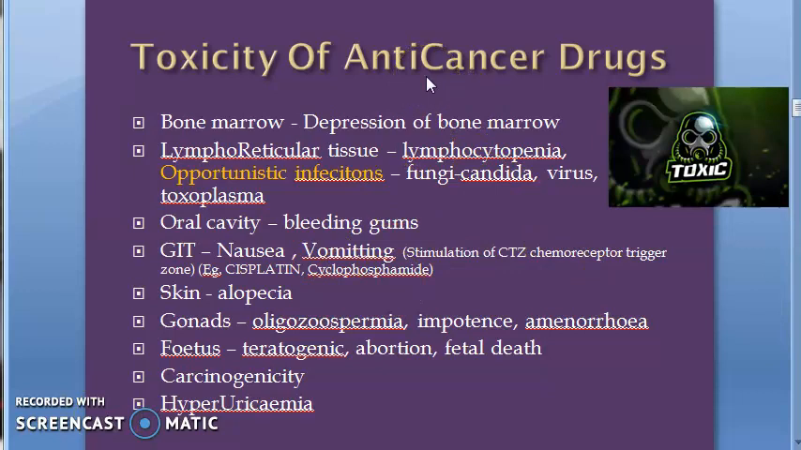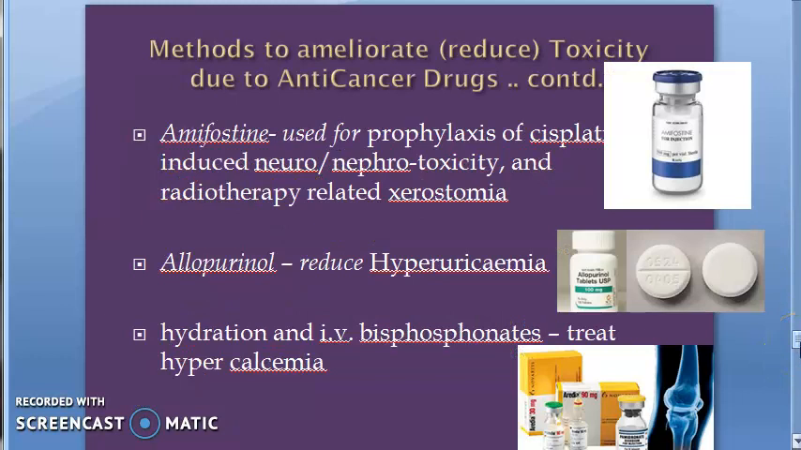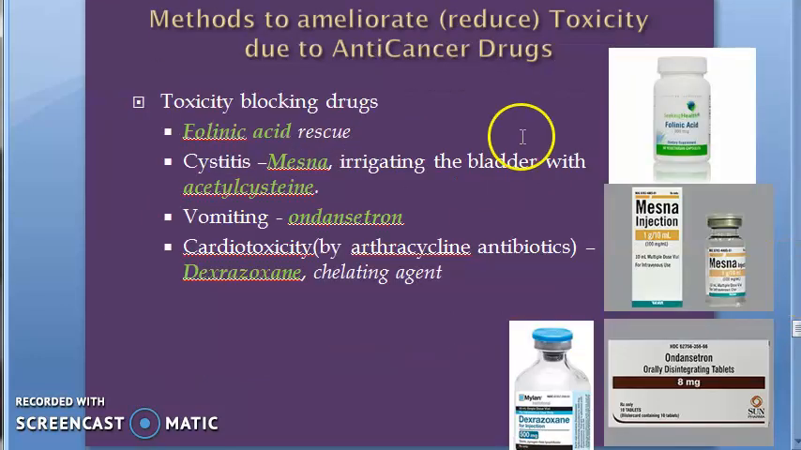Everything you know already, or should we go through all this again? Otherwise, you will go back and see the toxicity video, right? So now, all this toxicity, how do we reduce it? For that, we are going to go to this video: methods to ameliorate or reduce toxicity due to anti-cancer drugs.